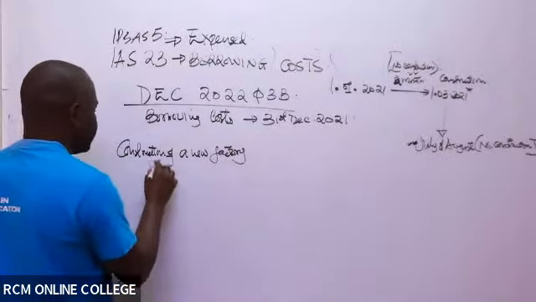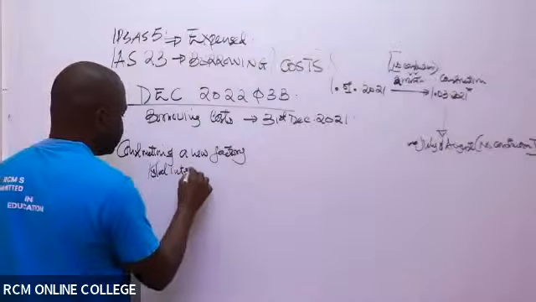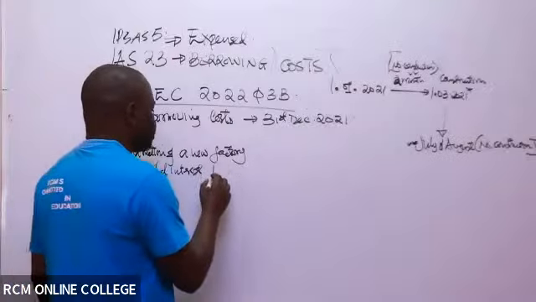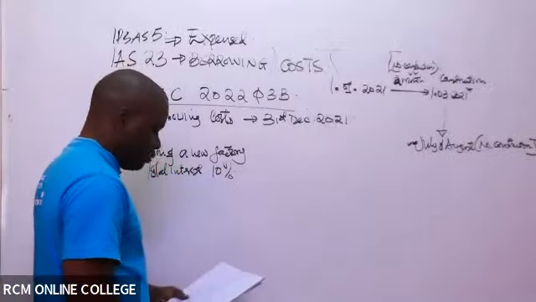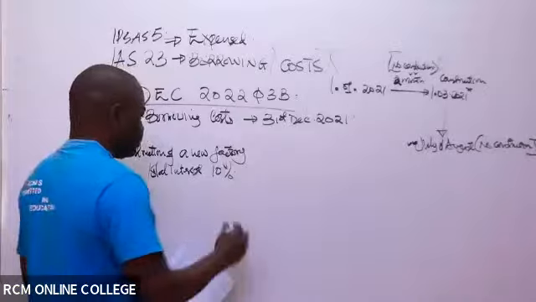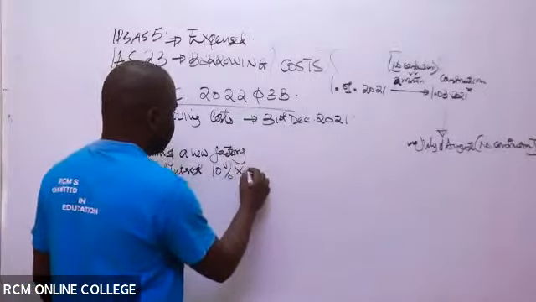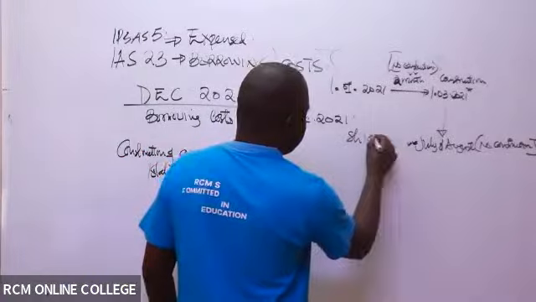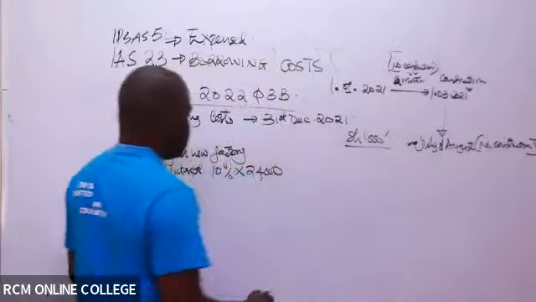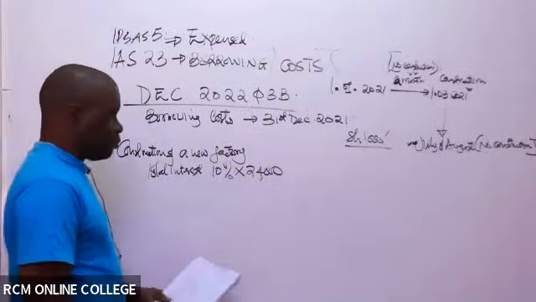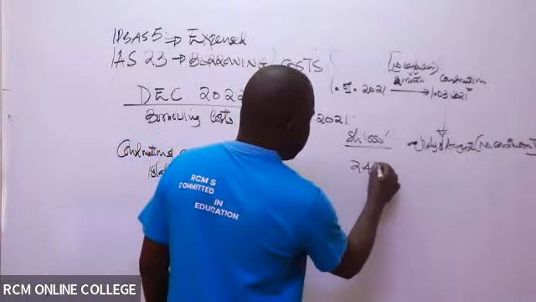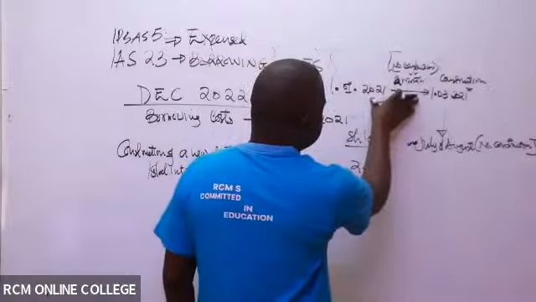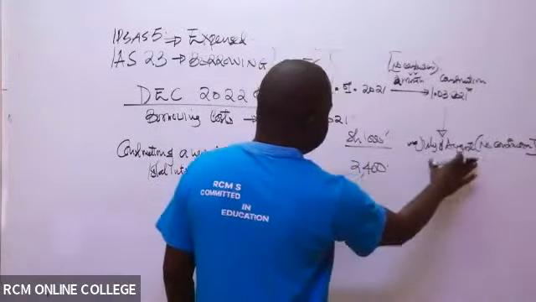Total interest here, of course, is 10% of the amount that was actually borrowed. That is 24 million. If we put it in shillings of 1,000, and you calculate 10% of this, you'll get 2,400. But now we have to exclude the interest here on the loan, and also the interest here.